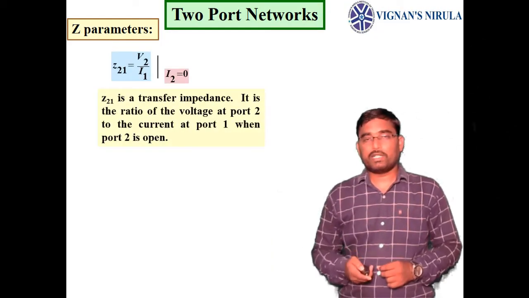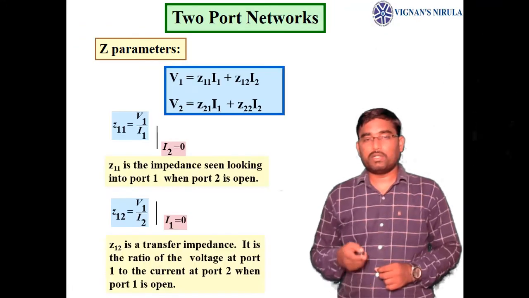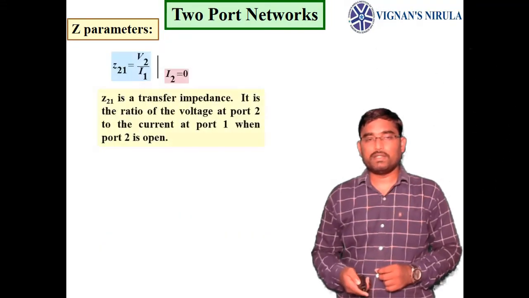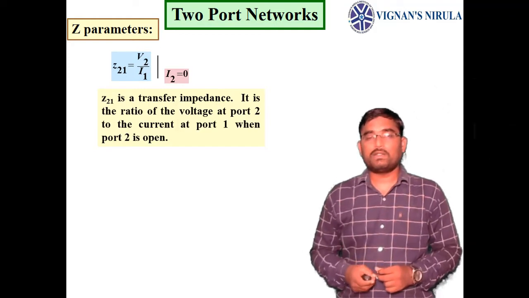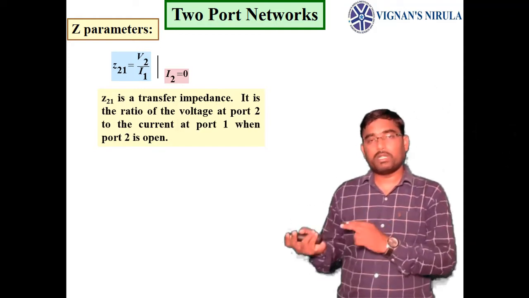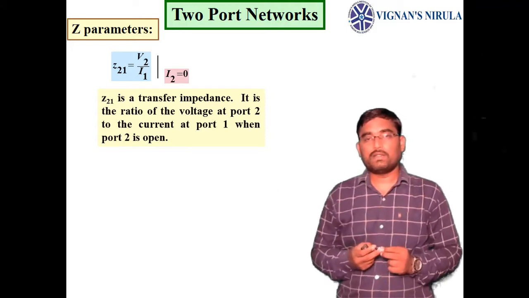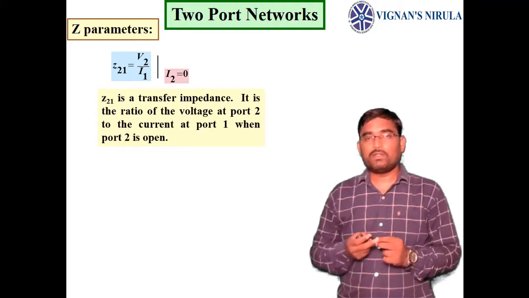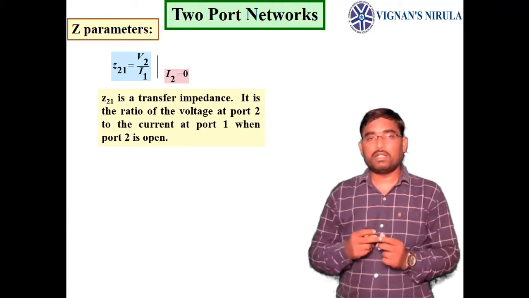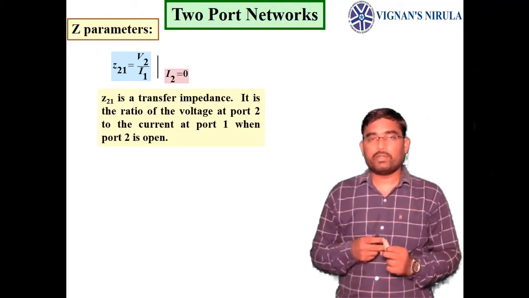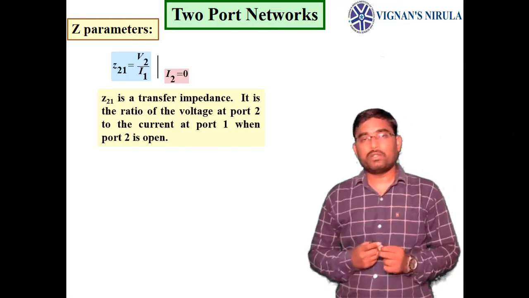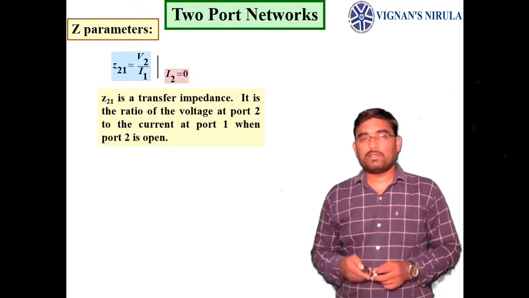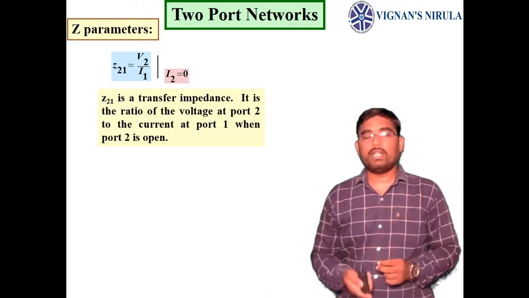And next, Z21 can be calculated from the second equation. If you put I2 as 0, then Z21 is the ratio of V2 by I1, so V2 by I1 when I2 is 0. Here Z21 is also called transfer impedance. More accurately, it is called forward, as you are taking port 2 parameter by port 1 parameter. As it is one port parameter by the other port parameter, it is transfer. As it is the ratio of voltage by current, it is impedance. Together it is called forward transfer impedance, or simply transfer impedance. So Z21 is obtained by taking the ratio of V2 by I1 when I2 is 0.